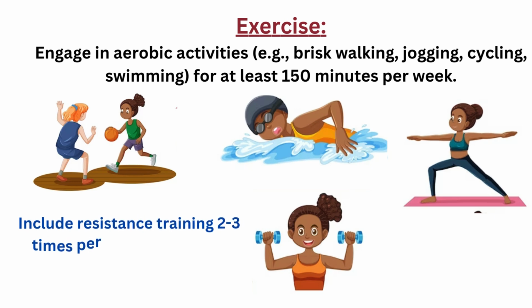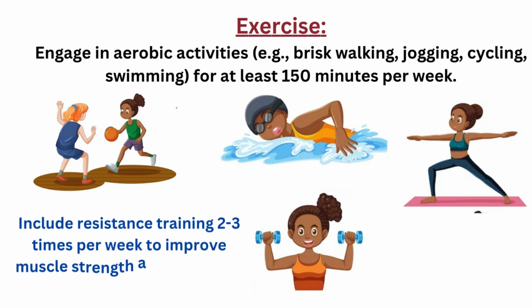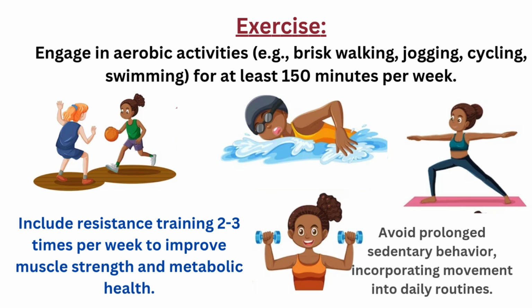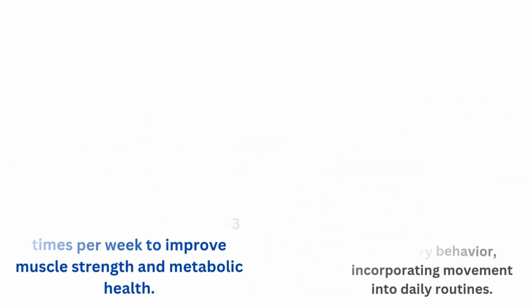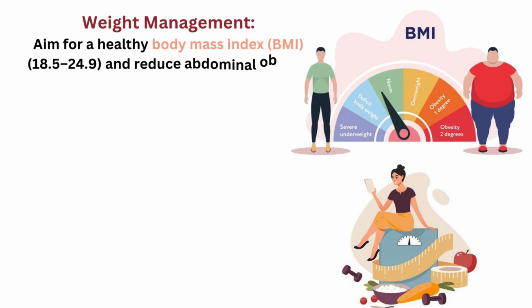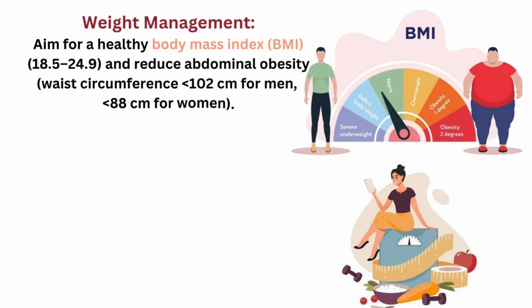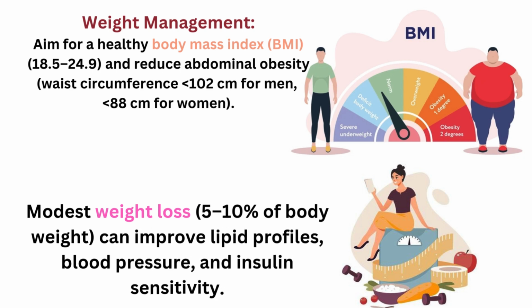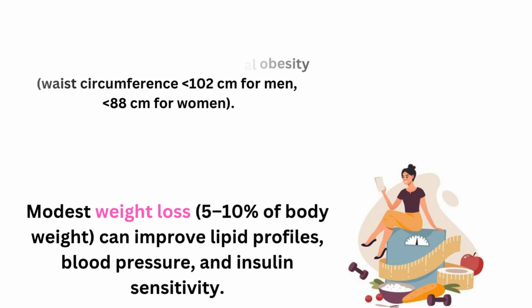Include resistance training 2 to 3 times per week to improve muscle strength and metabolic health. Avoid prolonged sedentary behavior, incorporating movement into daily routines. Weight management. Aim for a healthy body mass index, BMI, 18.5 to 24.9, and reduce abdominal obesity. Waist circumference less than 102 centimeters for men, less than 88 centimeters for women. Modest weight loss, 5 to 10% of body weight, can improve lipid profiles, blood pressure, and insulin sensitivity.